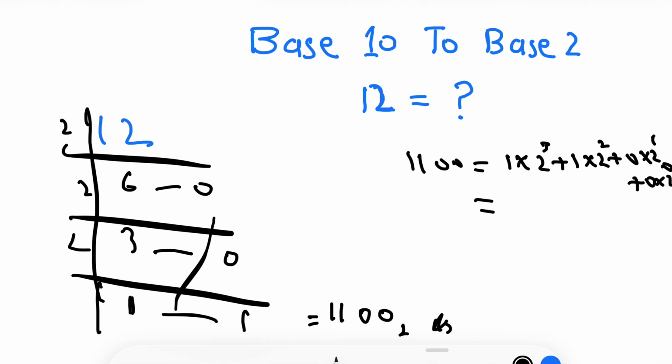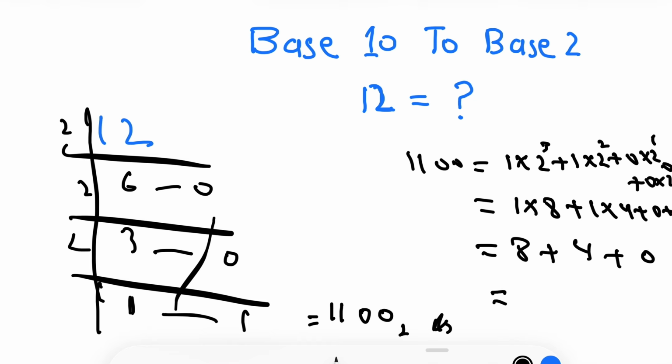So here we write 2 to the 4 and 4 to the 8. Okay, so 1 multiply 8 plus 2 to the 4, 1 multiply 4. And this is also 0, this is also 0. So here we write 1 multiply 8 is 8 plus 4, and this is the 0. So here 8 plus 4 is 12.